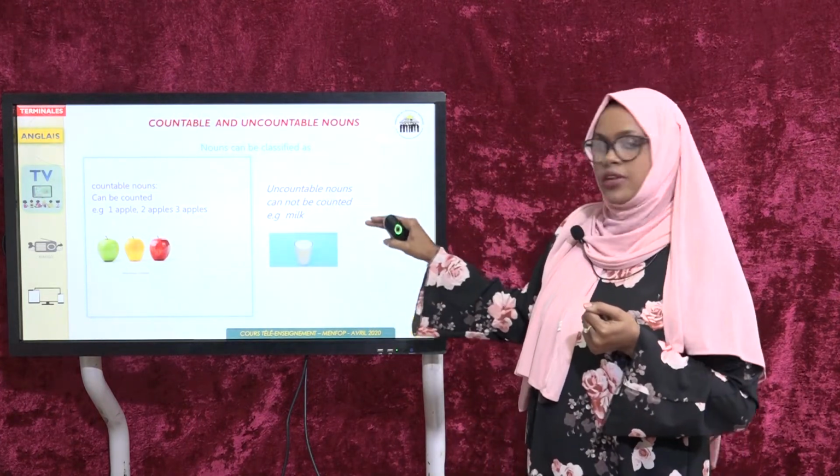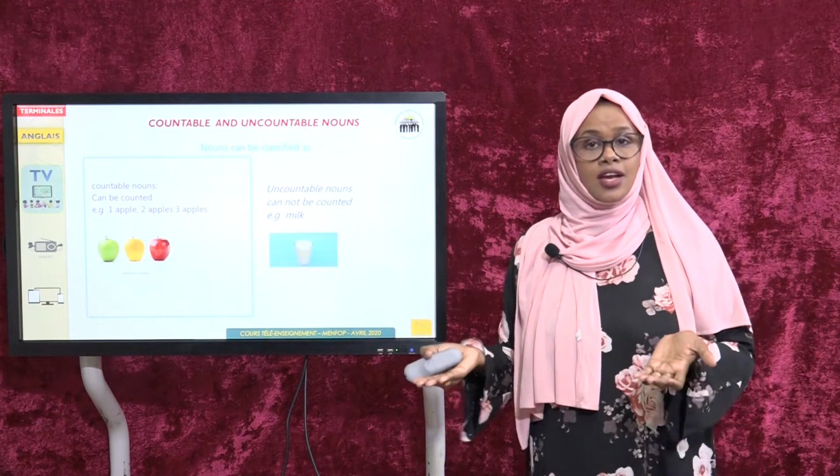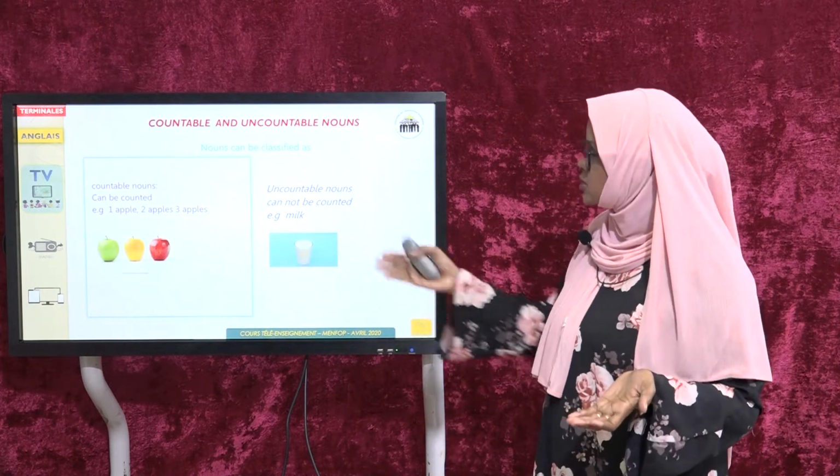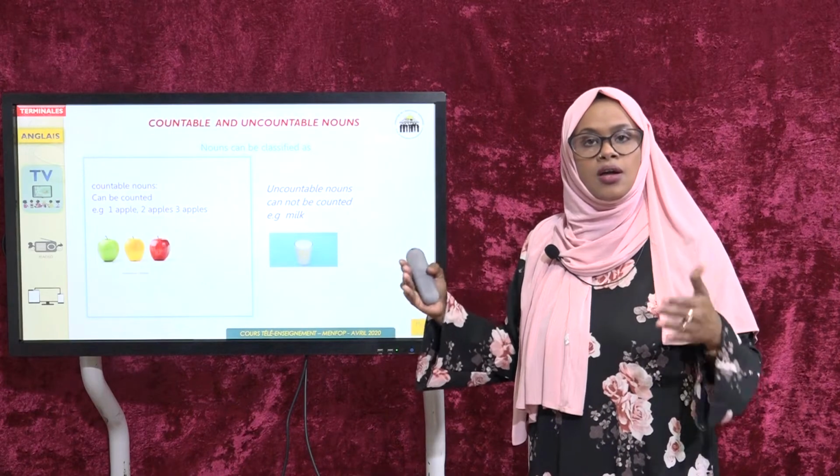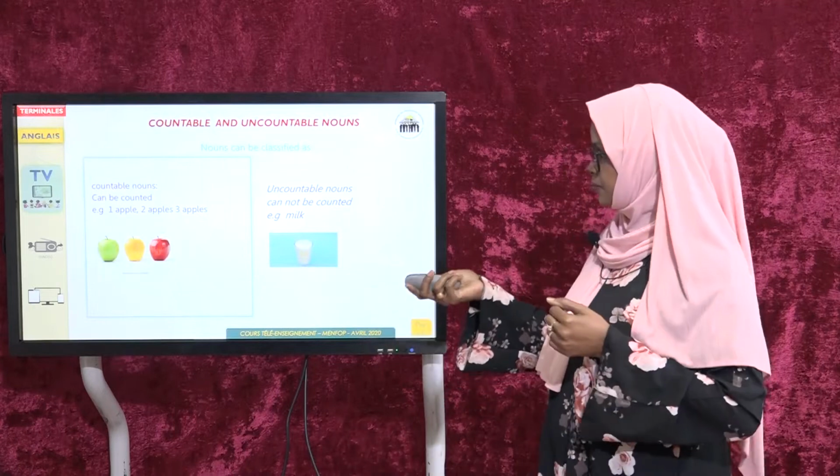Second, uncountable nouns. What are the uncountable nouns? The uncountable nouns cannot be counted. We cannot put a number on it. For instance, milk. Can we count milk? No, we cannot count milk because it is a liquid. We cannot count. We cannot put a number on it.